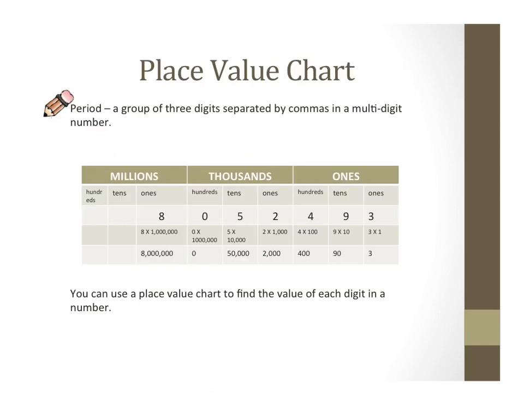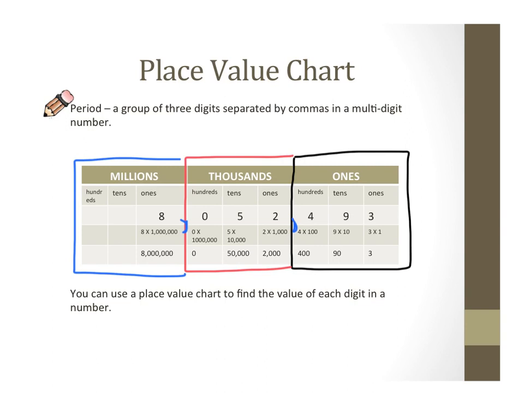We need to take a minute to focus on an important vocabulary word. The word is period. This isn't like the dot you put at the end of a sentence, but in this case, it's a group of 3 digits separated by commas in a multi-digit number. Take a second to pause the video and write that vocabulary word into your notes.